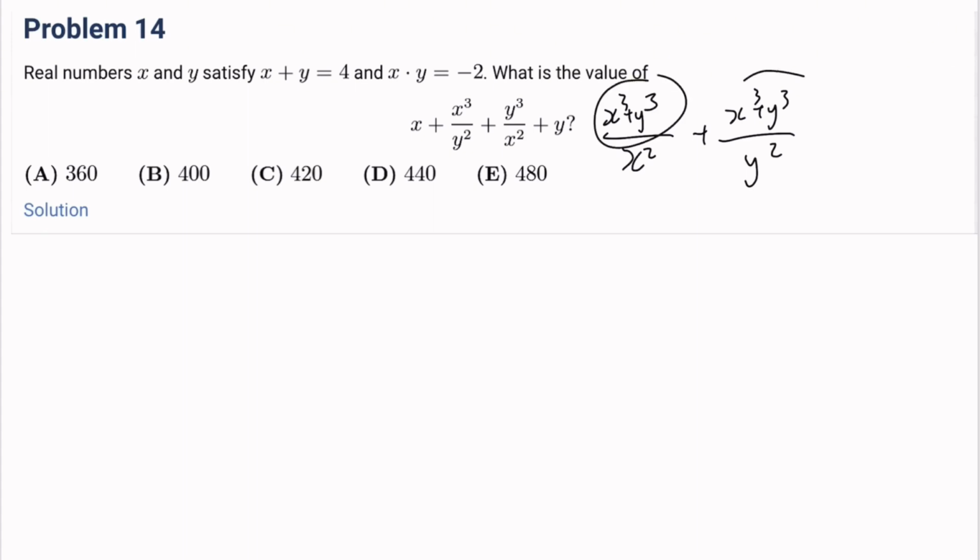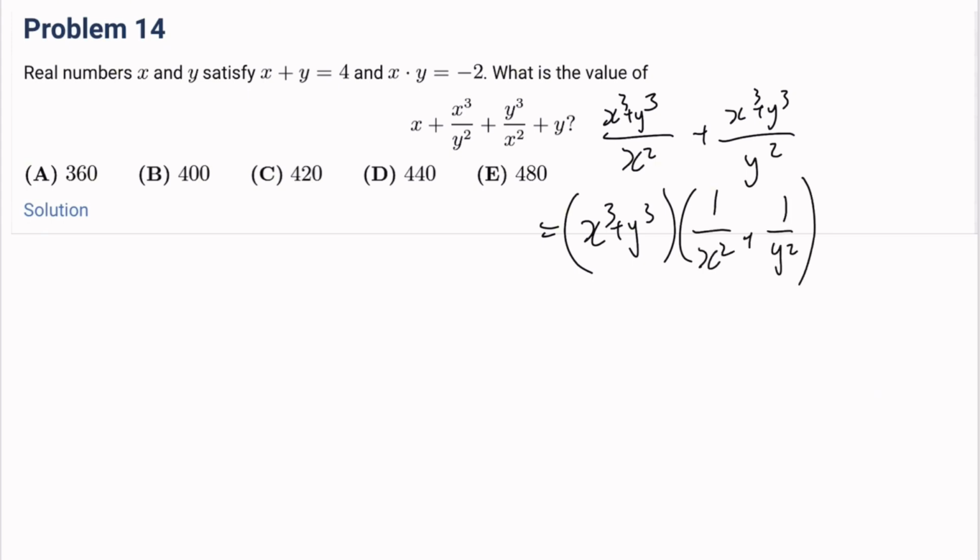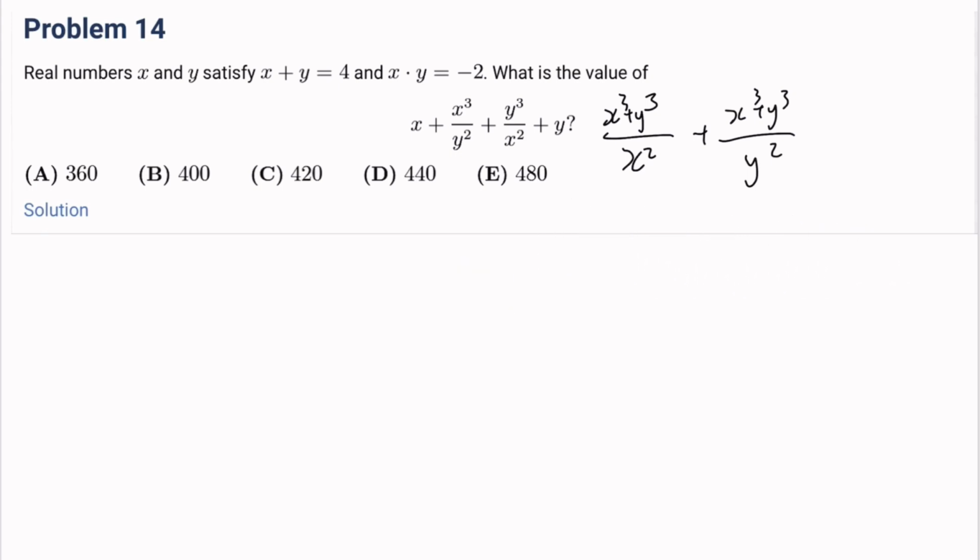And so if we put the x cubed plus y cubed together, this will give us x cubed plus y cubed times x times 1/x squared plus 1/y squared. And so 1/x squared plus 1/y squared becomes x squared plus y squared over x squared y squared. I'll just write it on the left. So that is x squared plus y squared times x, so times all x squared y squared, and then x squared plus y squared, right?